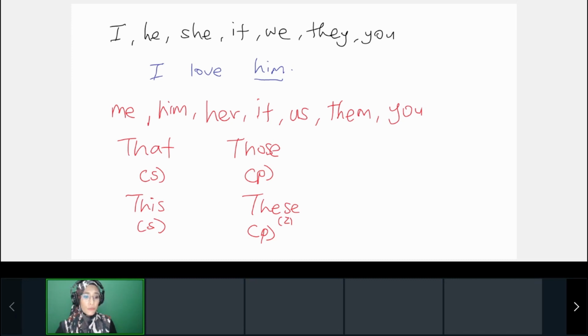Now, how do you differentiate this, that, these, those? It depends on the place. It depends on the place of something, of that noun. Don't make me repeat what is a noun. So it depends on the place.